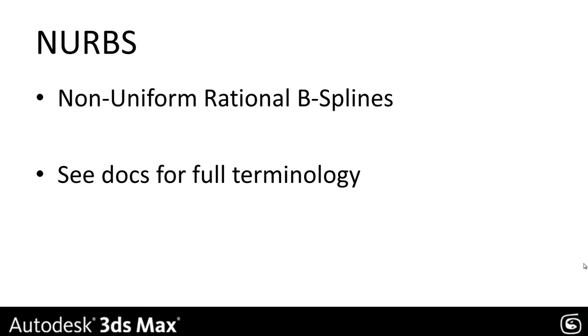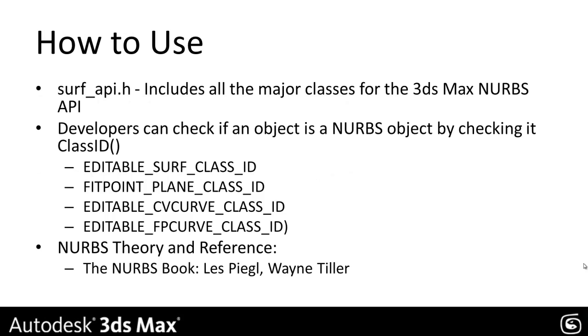So 3ds Max does have a NURBS system, which is the non-uniform rational B-spline mathematics. And there's a full section in the documentation about this. To use it, you would go into the surface_API.h, which includes all the major classes, and it is documented as well.